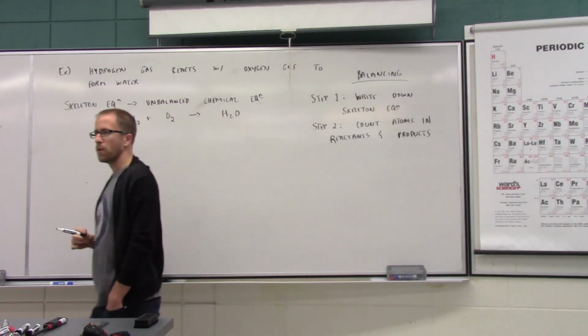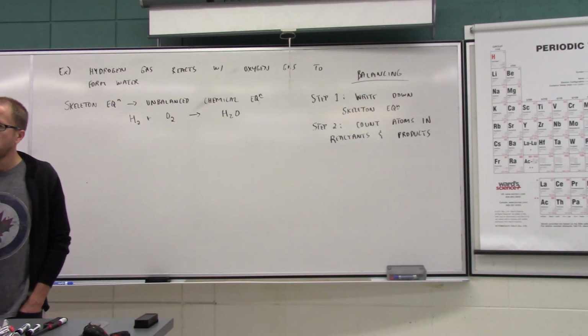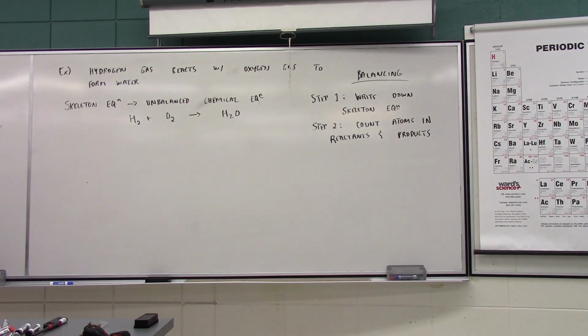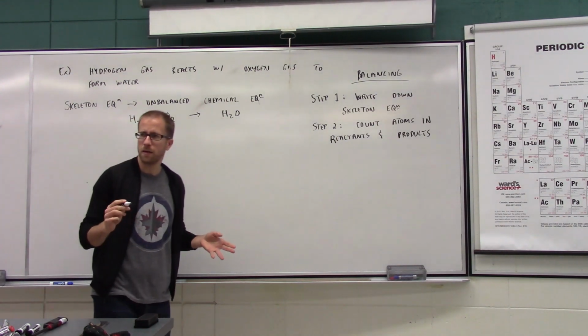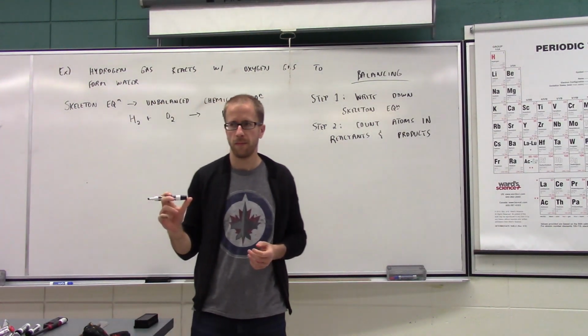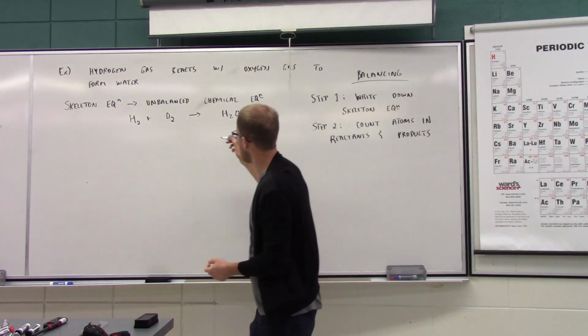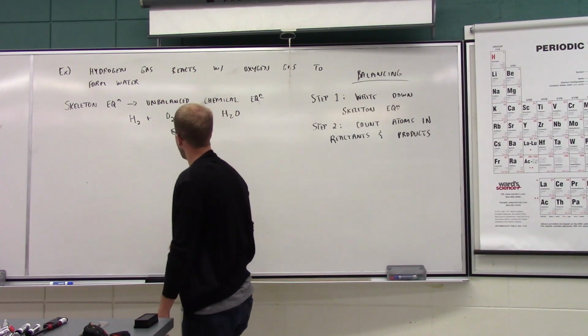So we did step 1, we wrote down our skeleton equation. Step 2, we need to count the atoms. So what separates our reactants from our products again? Yeah, the arrow, right? So this here separates our reactants from our products.